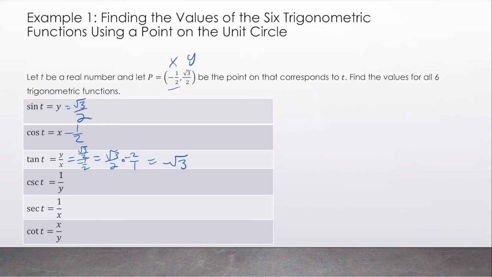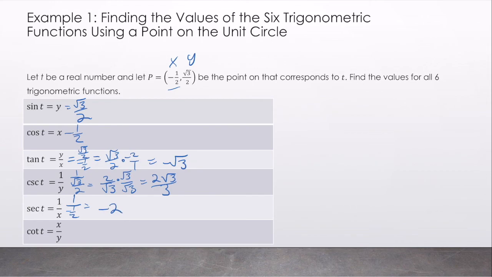For cosecant, that's 1 over y, so I have 1 over the square root of 3 over 2. That gives me 2 over the square root of 3, but we don't like radicals in our denominator, right? We need to rationalize those denominators. So we're going to multiply by square root of 3 on the top and the bottom. So I get 2 square root of 3 over 3. If I take the secant of t, that is 1 over x. So I'm going to take 1 over negative 1/2. That's going to give me negative 2.